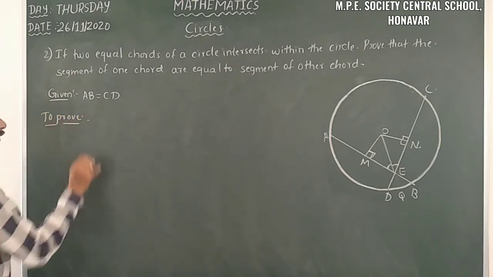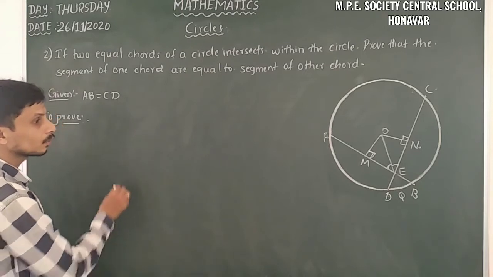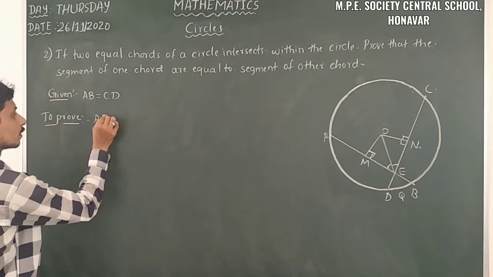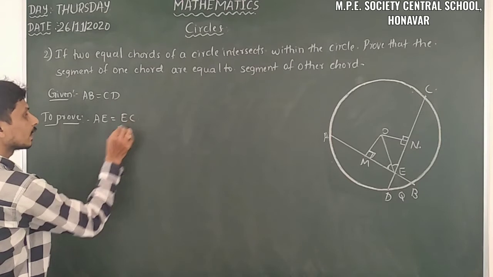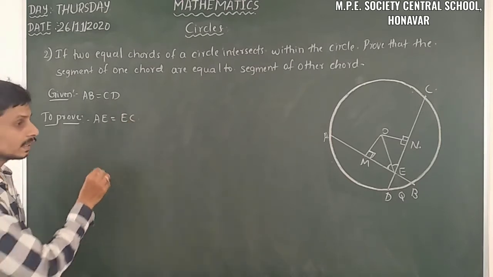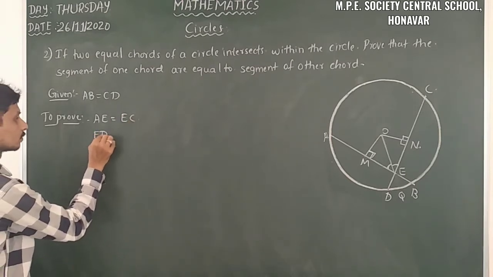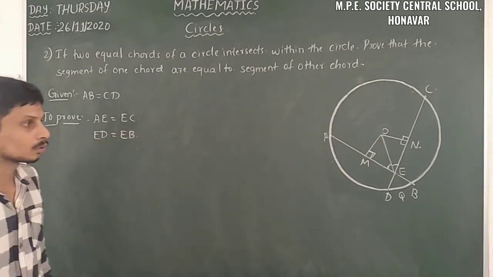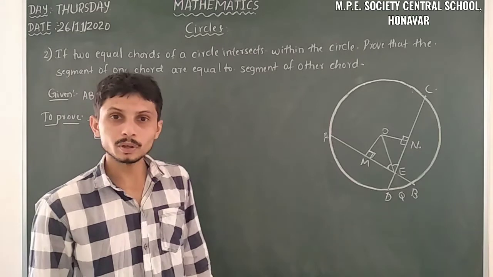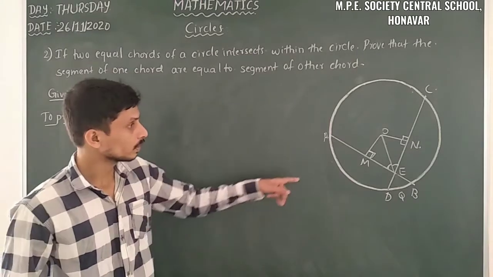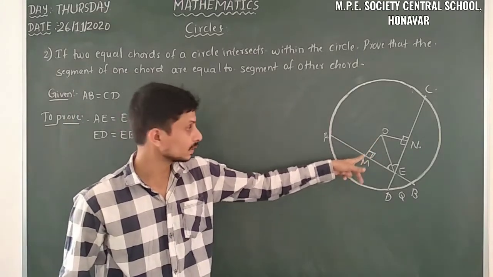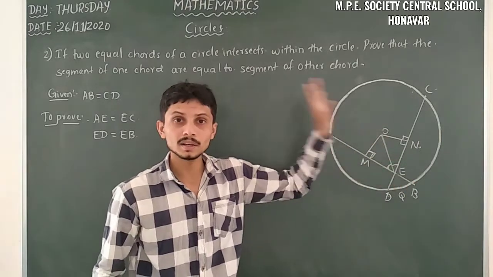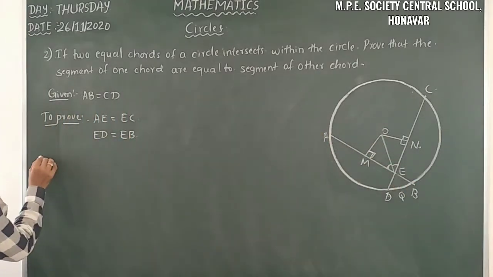To prove that AE is equal to EC and ED is equal to EB, we have to prove ED is equal to EB. Yes, so what we have to do first here is some construction, that is, we have to take a perpendicular distance, that is construction.